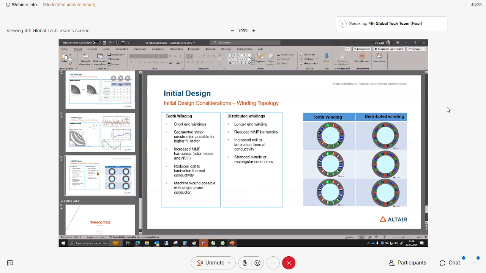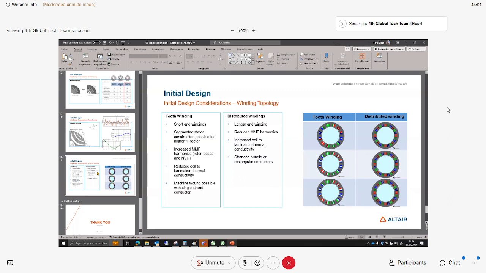Depending on the number of poles and the number of slots, we may have several configurations of the winding. What we have to pay attention to is the end winding, because end windings are not always useful: we use copper for nothing. They will not participate in producing the torque.